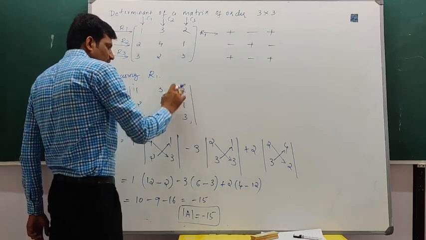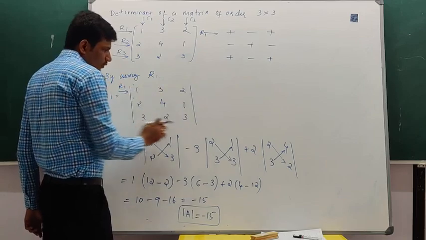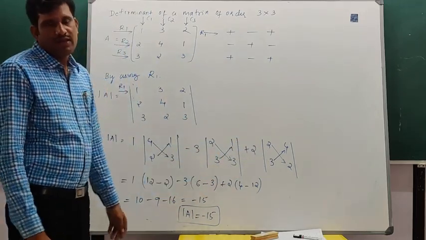So next, the third element in the first row is 2. Now we have to leave the column and row where this 1 is present. What is left here? 2, 4, 3, 2. Then expand this 2 cross 2 determinant and multiply. We are getting the determinant value.